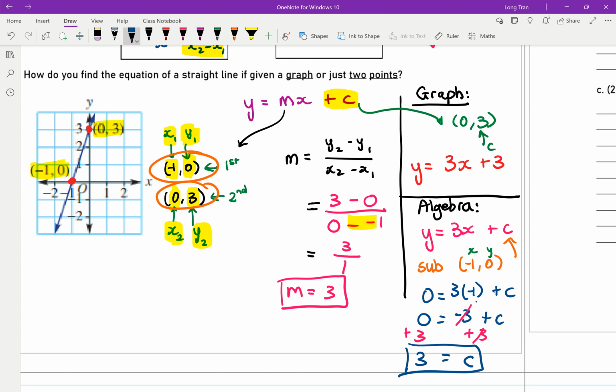is 3. So you can see that both methods, this is obviously easier if you can have a graph and you can just look at it. But later on, you'll find that you're not going to have graphs. You're only going to get 2 points, and it doesn't matter which 2 points. You will always be able to figure out c as long as you use one of those 2 points.